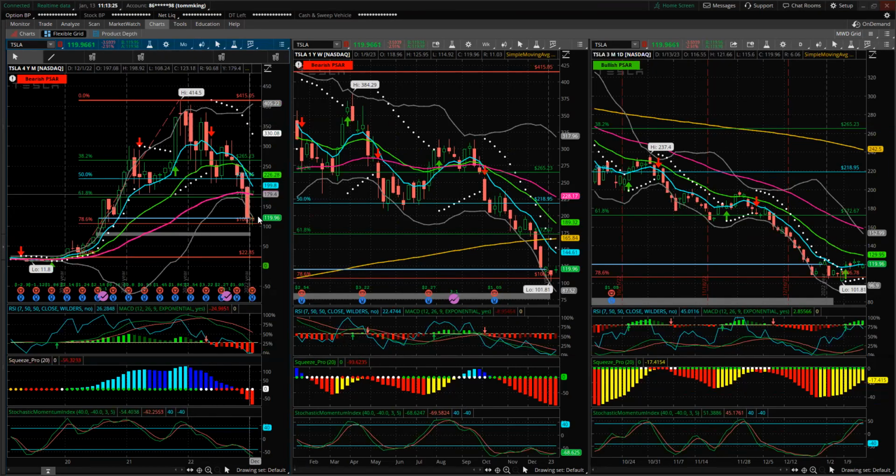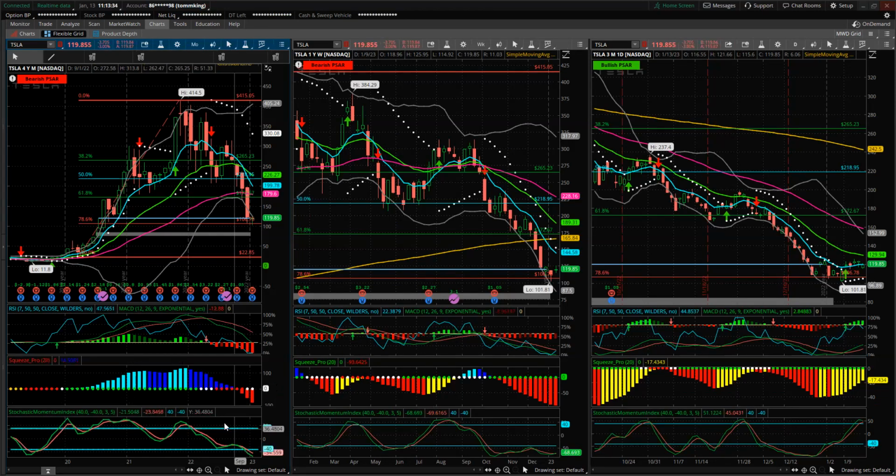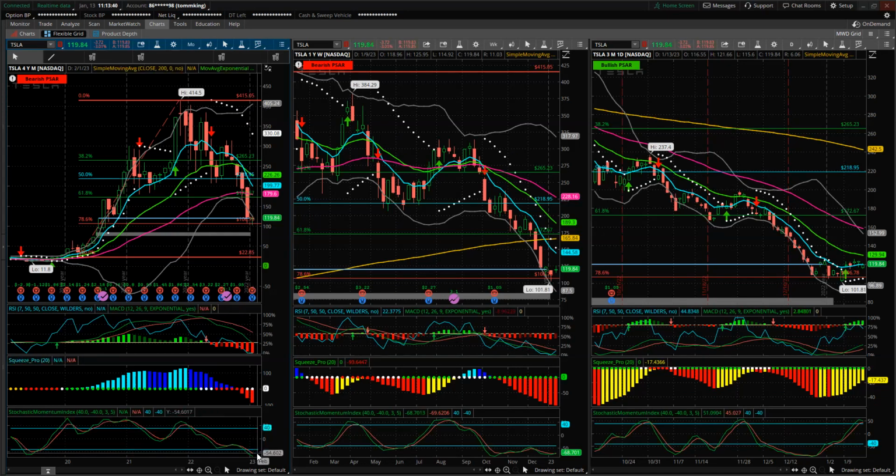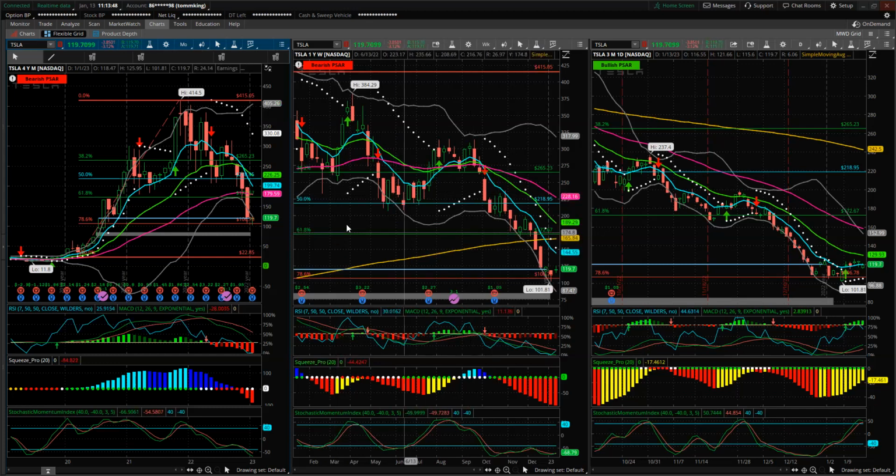Anyway, obviously we're down here. So on the monthly here, straight down, you've got MACD falling, you've got squeeze showing negative momentum here as well. And the stochastic momentum has been heading down, but is getting into oversold territory. Doesn't mean it can't stay here for a while, but you're heading down into that. So no surprise that Tesla's been going down. So that's our overall trend, down. Let's look at the weekly.